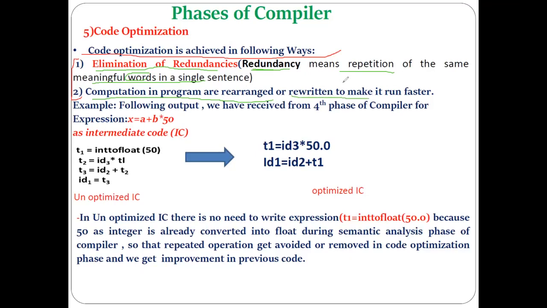That means we can rearrange the code or make some modification in the code in such a way that the program will run faster without affecting the final output of the program. So these are the two important ways code optimization can be achieved. One is nothing but what?